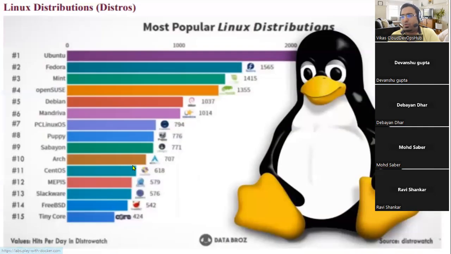Okay, cool. Out of these many operating systems, Ubuntu, Fedora, Mint, OpenSUSE, Debian, CentOS, which one is used in your company? Give me the answer. Which one is used in your company? It's CentOS. CentOS. I agree with the point. Yes. What else?